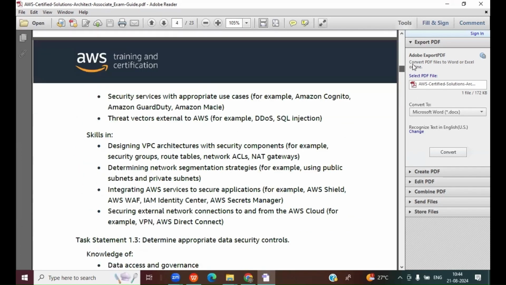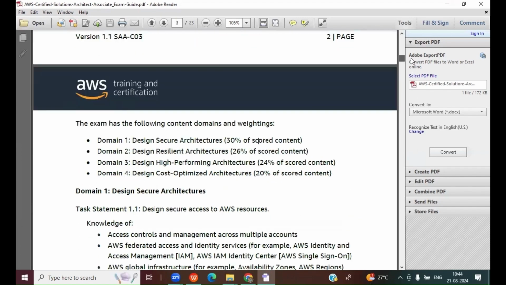Okay, so these are the four primary domains. Domain one is design secure architectures, where 30% of the exam questions will be part of this domain. And domain two is design resilient architectures. So what do we mean by resiliency?